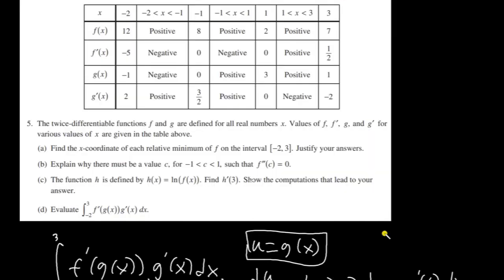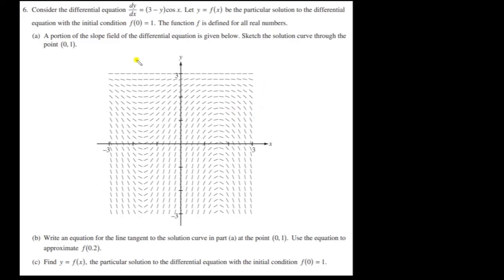That concludes question number 5. Question 6. Consider the differential equation dy/dx equals (3 minus y) cosine x. Let y equals f of x be the particular solution to the differential equation with the initial condition f of 0 equals 1. The function f is defined for all real numbers.